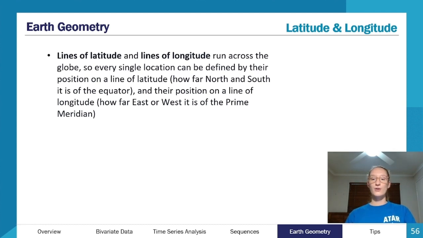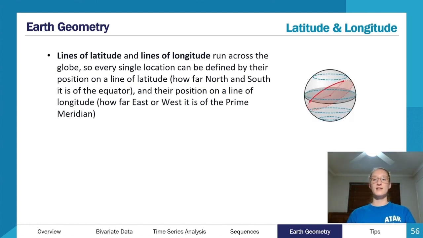Lines of latitude and lines of longitude run across the globe so that every single location can be defined by its position on a line of latitude, which is how far north or south of the equator it is, and its position on a line of longitude, which is how far east or west it is of the prime meridian.